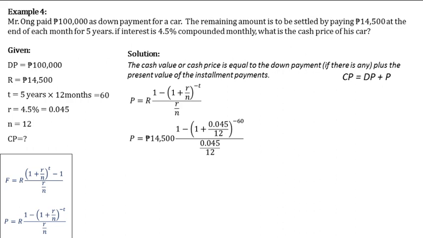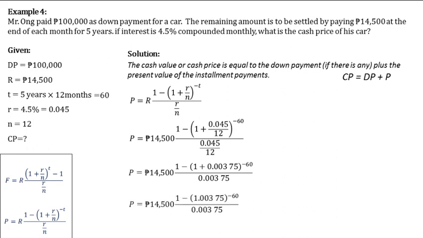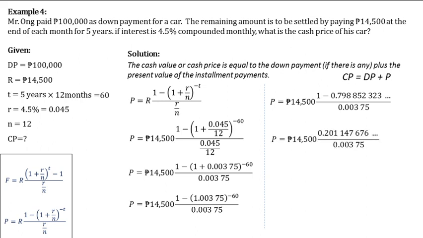all over 0.045 over 12. Then, 0.045 divided by 12, that is 0.00375. Plus 1, that is 1.00375 raised to negative 60, that is 0.798852323, and so on. 1 minus 0.798852323, and so on, that is 0.201147676, and so on. Let us divide that by 0.00375, and we get 53.639380351, and so on, multiply to 14,500.